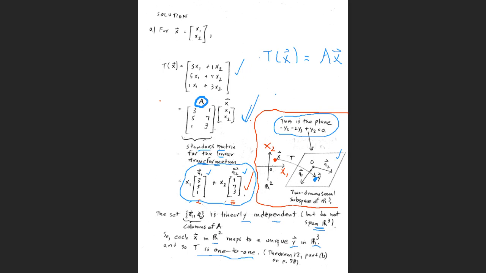Okay, and this relates to theorem 12 in your textbook, part B, which states the transformation is 1-to-1 if and only if the column vectors of the matrix A are linearly independent. And sure, the theorem's there, but I wanted you to just sort of get an intuitive feel for this.